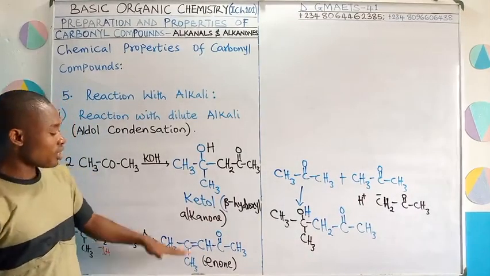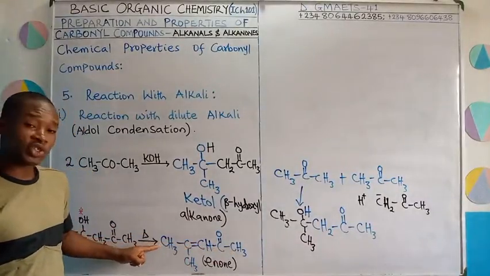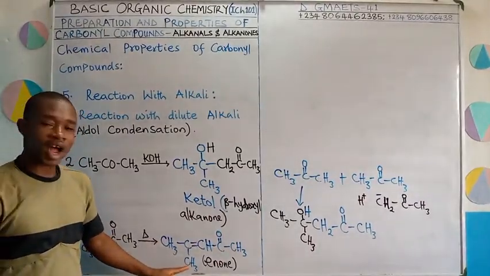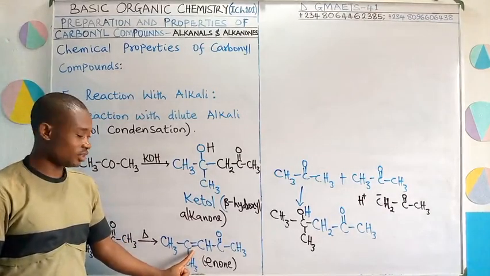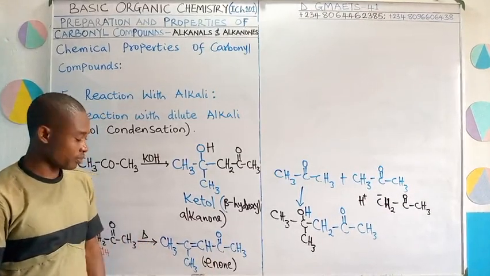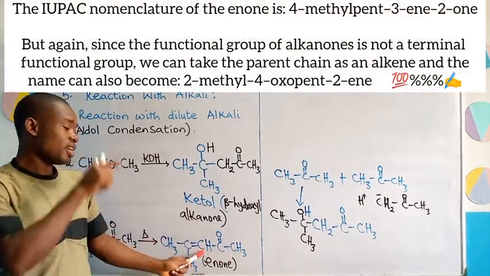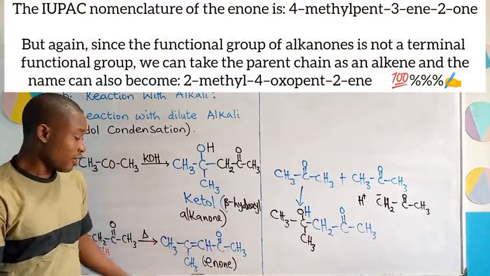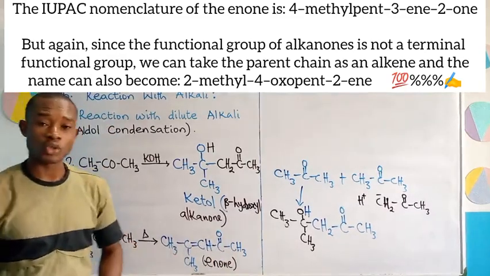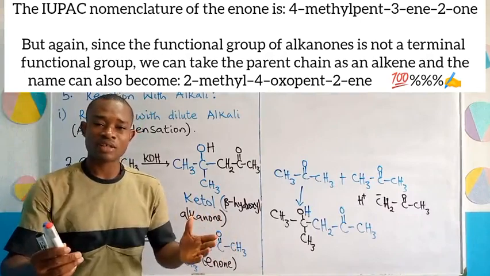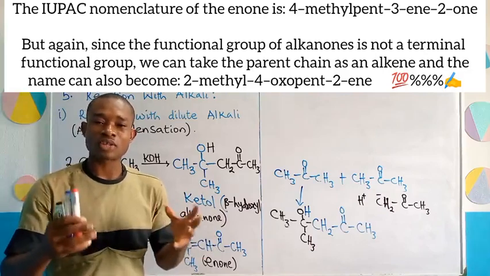But what's the name of this compound specifically in terms of IUPAC nomenclature? Let's find out. There are 5 carbon atoms in the parent chain. Now on the 4th carbon atom we have the methyl attachment here. Then on the 3rd carbon atom, observe that we have our double bond. On the 2nd carbon atom we have the main functional group. So this compound is 4-methylpent-3-en-2-one. Once again, 4-methylpent-3-en-2-one. That's the IUPAC nomenclature of this enone. And like we said, this enone is an alpha beta unsaturated alkanone. This is much about the Aldol condensation.